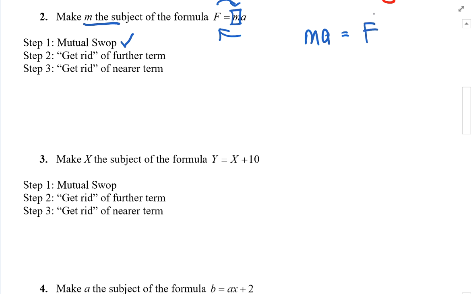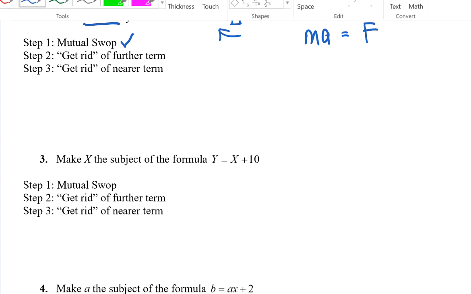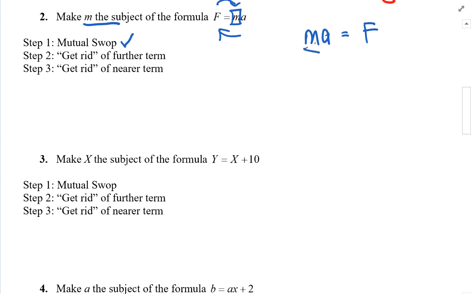I do not have to do step number 2, all right? Because basically, we only have MA equal to F. There's no extra term. So step number 2 is redundant. Okay, let's move on to step number 3.